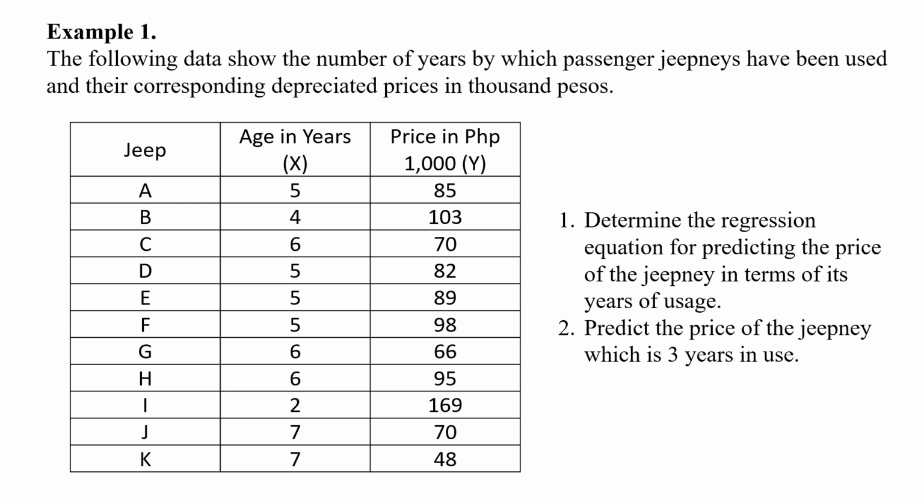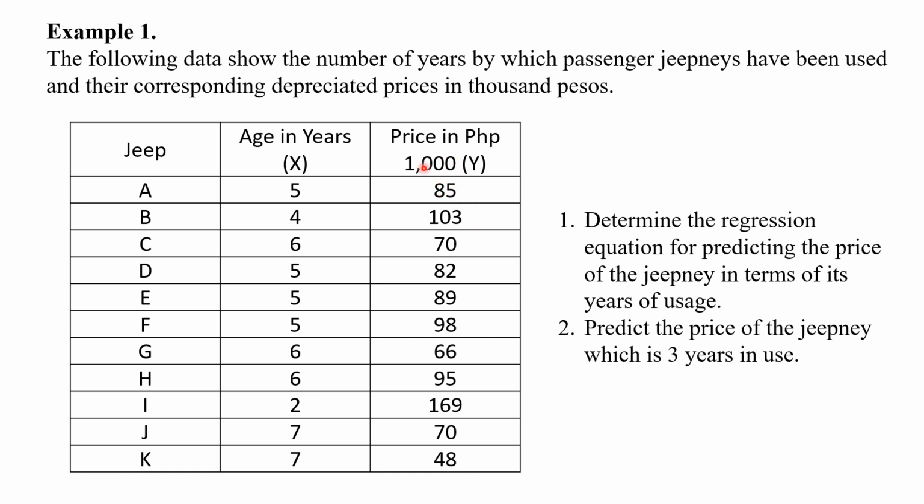Okay, now let's have an example. The following data show the number of years by which passenger jeepneys have been used and their corresponding depreciated prices in 1,000 pesos. Okay, so meron tayong 1, 2, 3, 4, 5, 6, 7, 8, 9, 10, 11 jeepneys. Okay, so meron tayong 11 samples ng jeepney. Then, yung corresponding age ng bawat jeepney, ito nasa second column. Then, yung prices ng bawat jeepney.